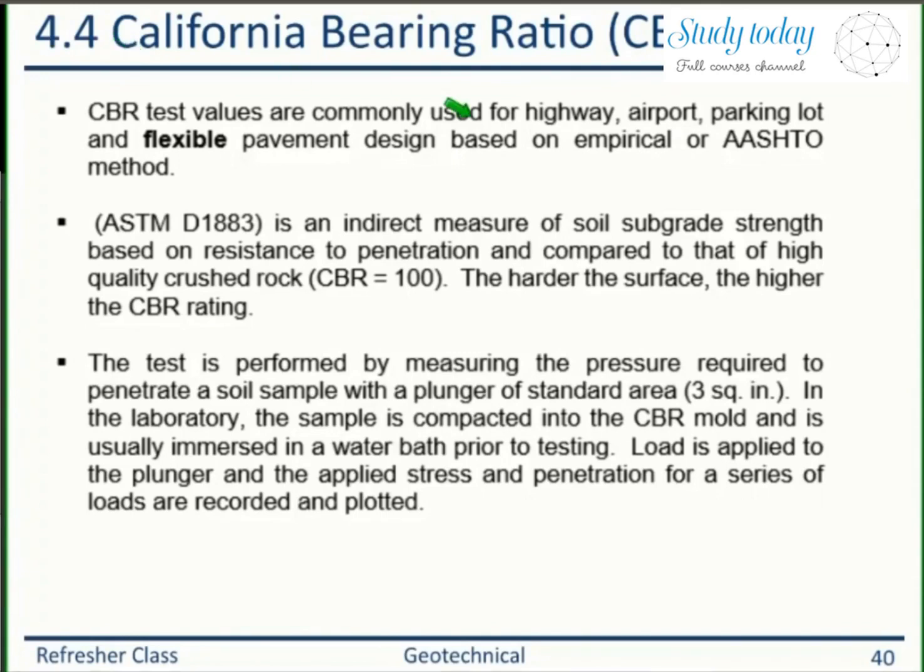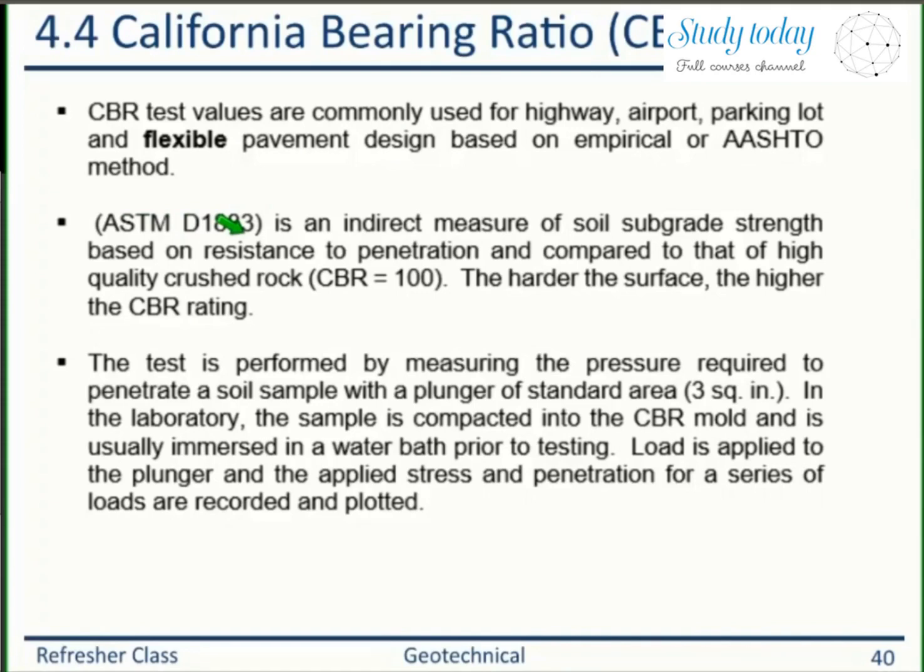So the pavement design I refer to here is for the flexible pavement, and the California bearing ratio, or CBR value, is one of the parameters used to design the flexible pavement. A brief description of the CBR test: the CBR test, as designated by ASTM 1883, is an indirect measurement of the subgrade strength of the soil below the pavement.